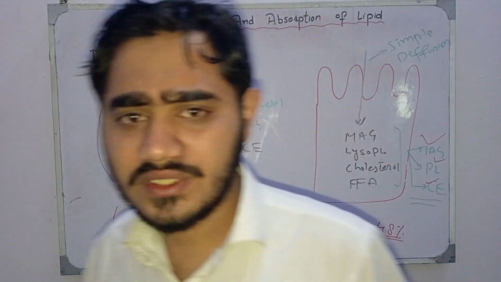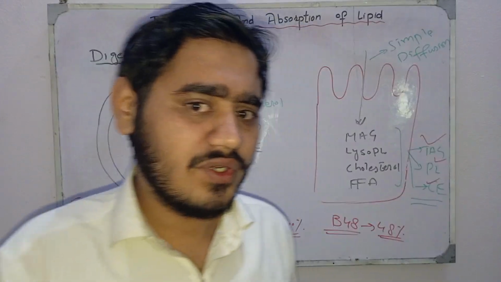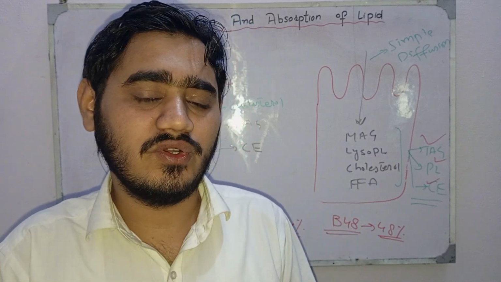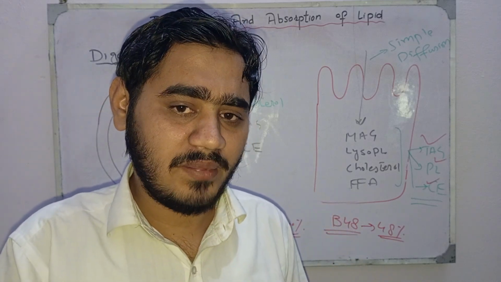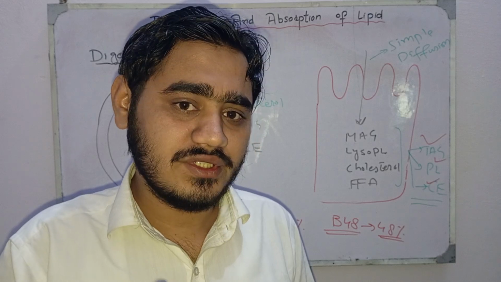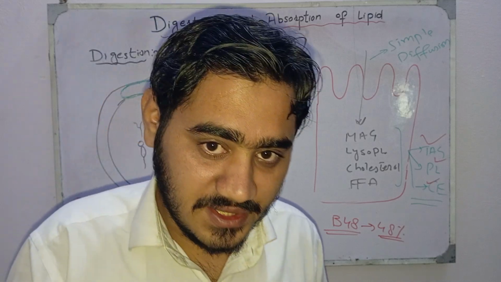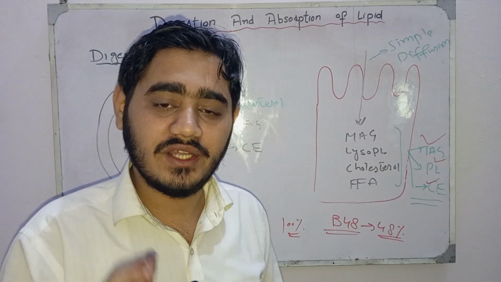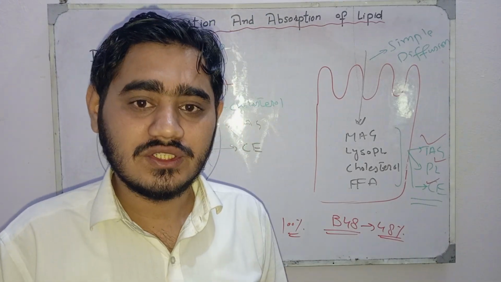And how does the digestion process occur? With the help of two important hormones, cholecystokinin and secretin. Cholecystokinin is responsible for the release of bile, and also for the release of pancreatic enzyme. Secretin is responsible for the release of bicarbonate ion, and it neutralizes the acid of the stomach.